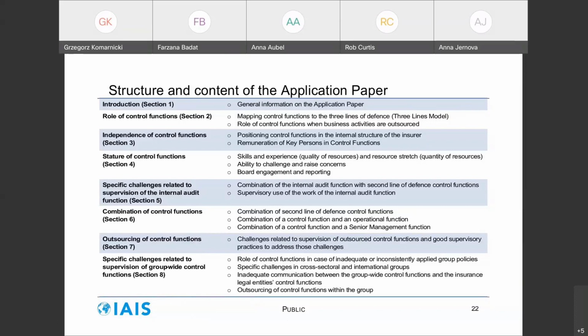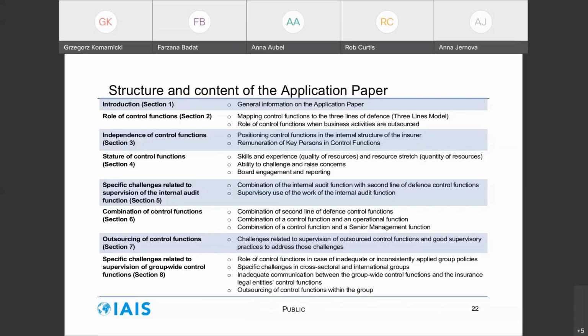Now, I won't elaborate on this in detail, as expected. A number of you may have been on the call during the consultation phase, during the stakeholder session, but I would just like to highlight that the paper covers a number of issues applicable to various control functions, including their role, their independence, stature, combination of control functions, and also the outsourcing of control functions.